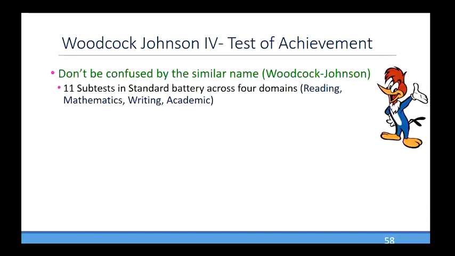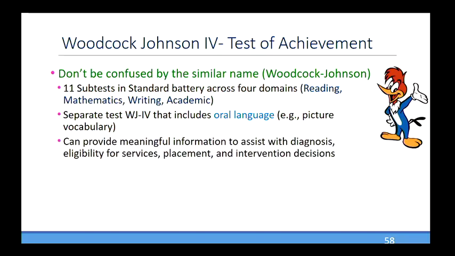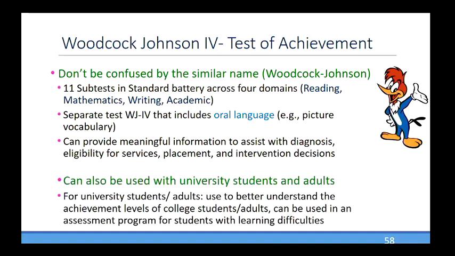So don't be confused by the name. The Woodcock-Johnson 4 test of achievement is different to the Woodcock-Johnson 4 test of cognitive abilities. It has 11 subtests across 4 domains: reading, mathematics, writing and academic. And it's a separate test to the Woodcock-Johnson 4 that includes an oral language component. It's used for diagnosis, eligibility for services, school placement, and intervention decisions.